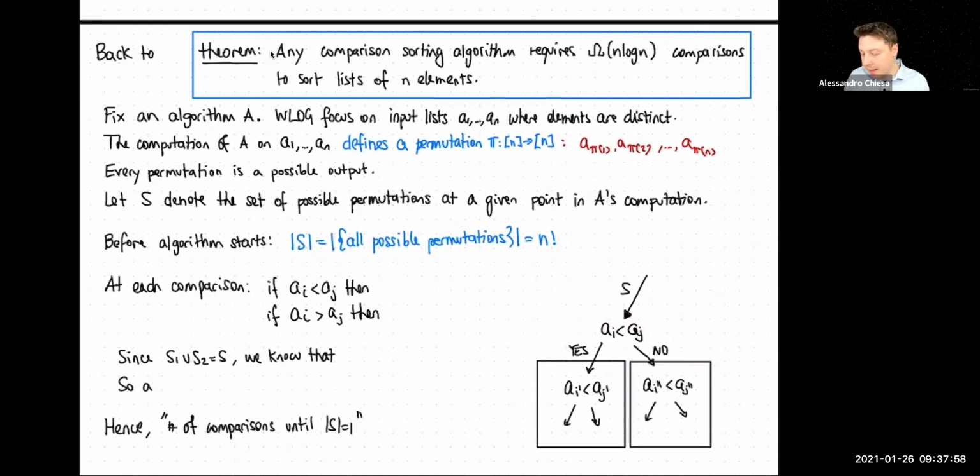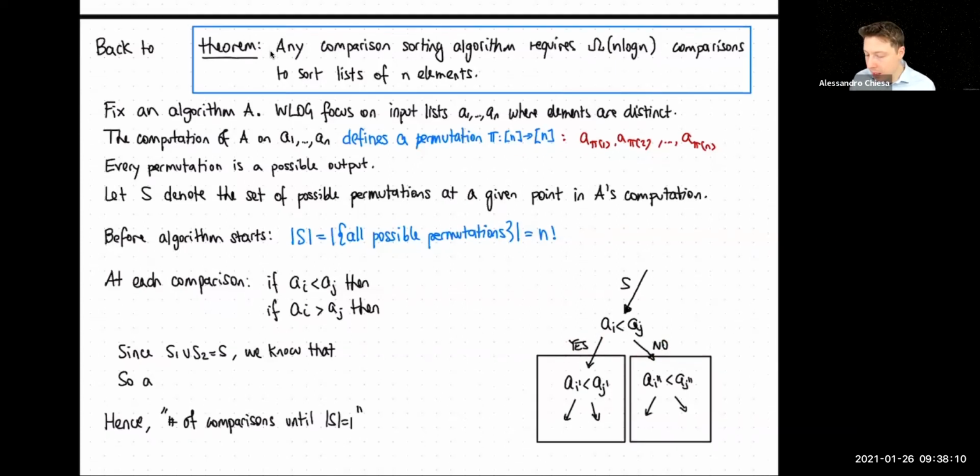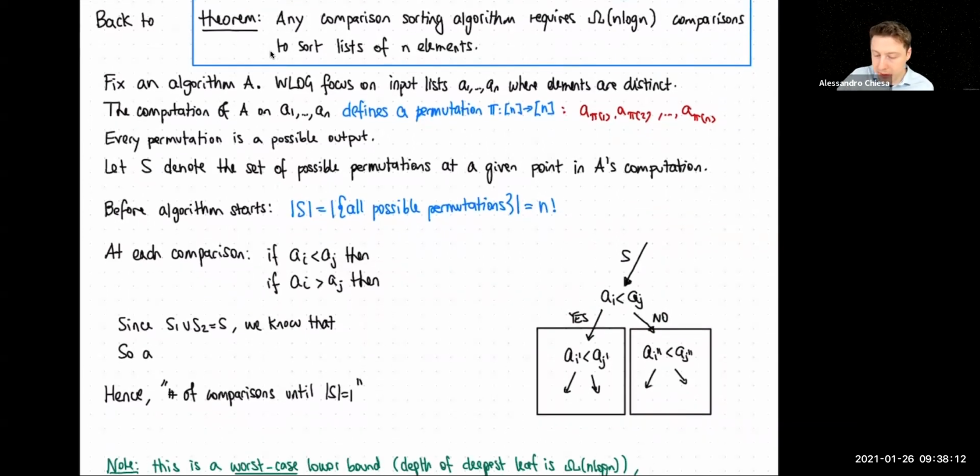And depending upon the answer, it will either do one comparison or some other comparison. Maybe they're the same, maybe they're not. It's the algorithm's business which comparisons it wants to do next as a function of the answer to this question, right? But depending upon what the algorithm does, there is going to be some new set S1 and new set S2, which are all the possible permutations that are consistent with this computation path. And similarly here.